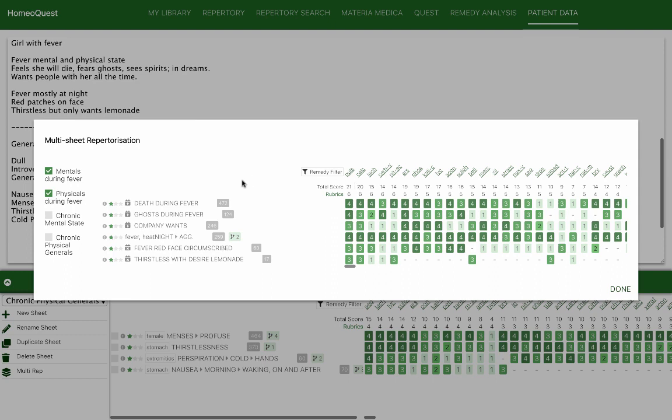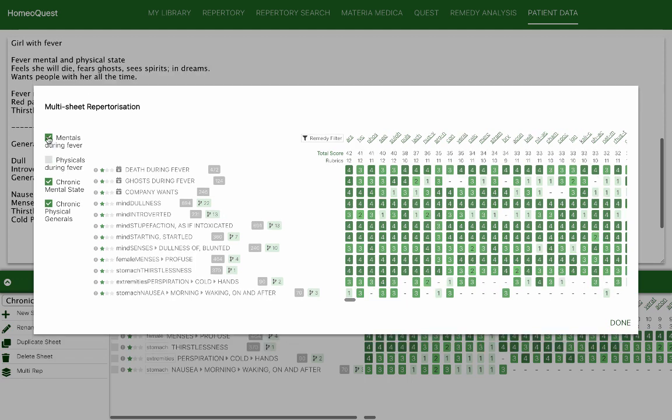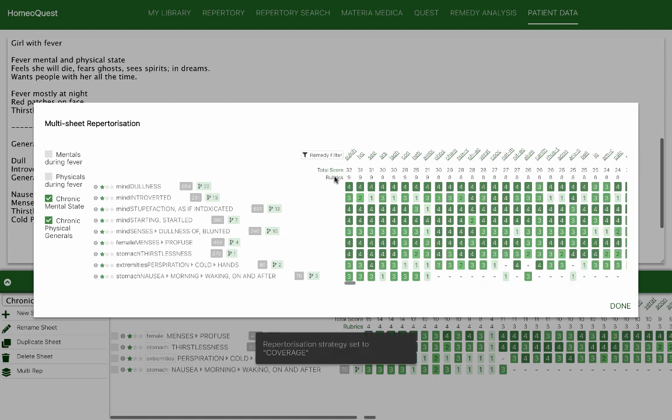Now, let's just look at the chronic state. So I'm adding on the chronic mental and physicals, and we're going to remove the mental and physicals during fever. Got you? So this is her chronic state, and we're going to use the rubric coverage strategy so that we have everything covered. Now, if you look at the remedies that are covering all rubrics, we have Sulphur, Lycopodium, Sepia, Arsenicum, Lachesis, Conium, Petroleum, and Ambra grisea. Interesting, right? So these are the smaller remedies that came up, like Ambra and Petroleum and Conium, which I never expected. Well, the polychrests came up, but these are really interesting remedies here.